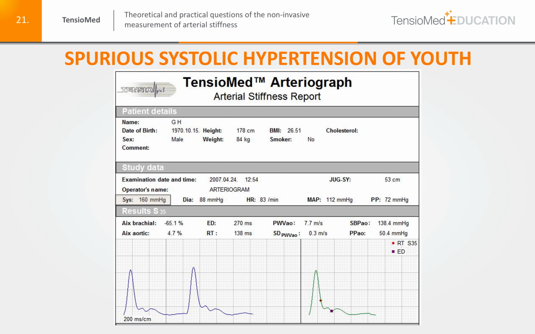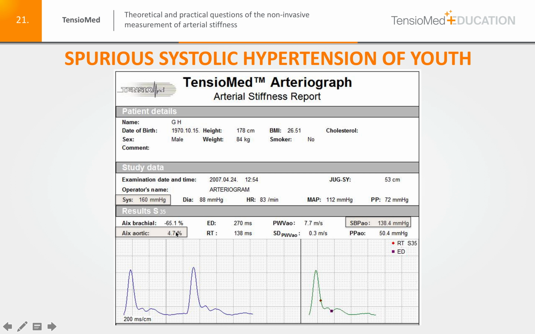In this example, we can see very nicely why the central systolic blood pressure measurement is so important. This case shows a very young subject, 37 years old, and his systolic blood pressure on the brachial artery was 160 mmHg. Obviously, everybody would suppose that this case should be treated with antihypertensive drugs. However, his central systolic blood pressure was only 138.4 mmHg, which is much lower and physiological.